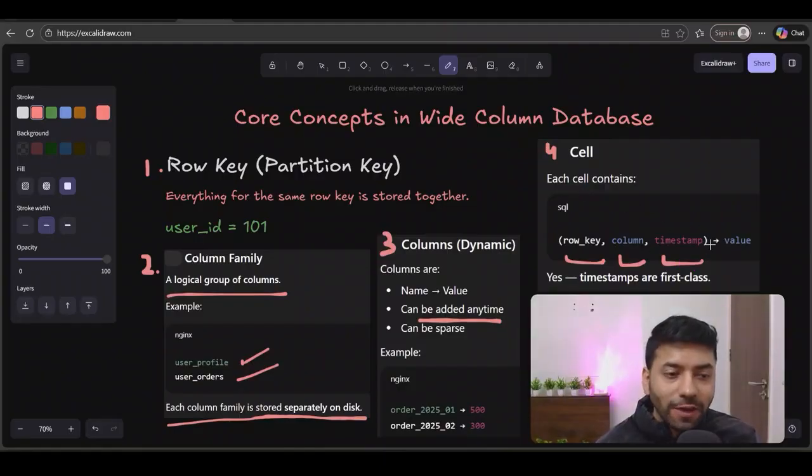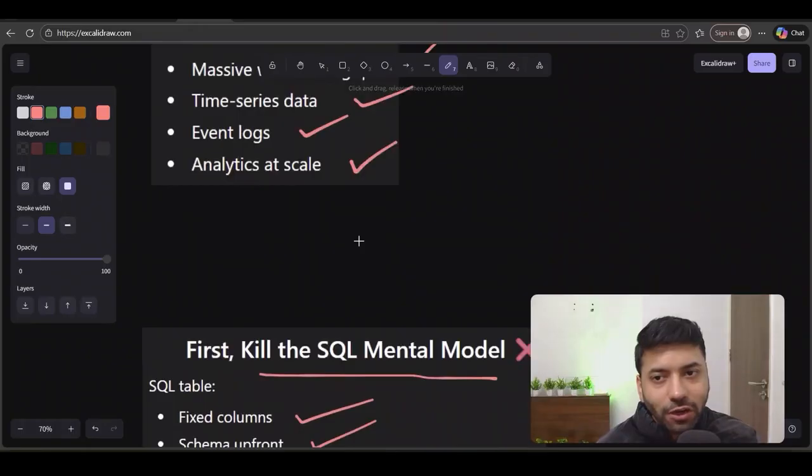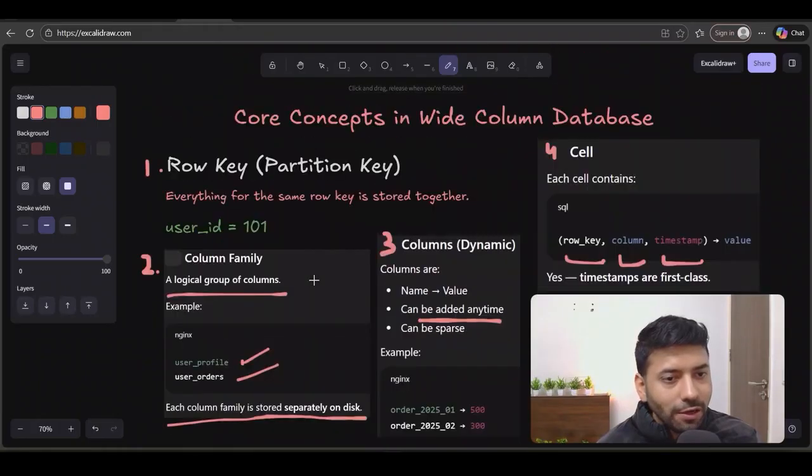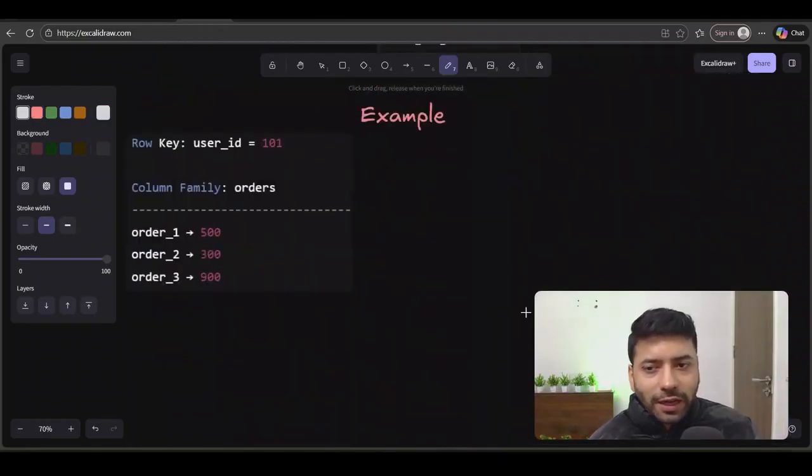Now you can clearly see we have mentioned the timestamp here, and that's why we mentioned that wide column databases are created for time series data as well. So here you can see in the cell we have row key, column, timestamp, and based on that we are storing the value. Now let's try to understand this with an example.